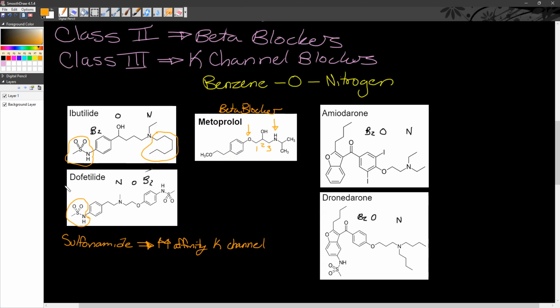For ibutylide and dofetilide, that would be totally fine for them to have the oxygen, and then a couple carbons away is the nitrogen. In order to prevent that, they need to have this large tail on the nitrogen to stop it having beta activity.